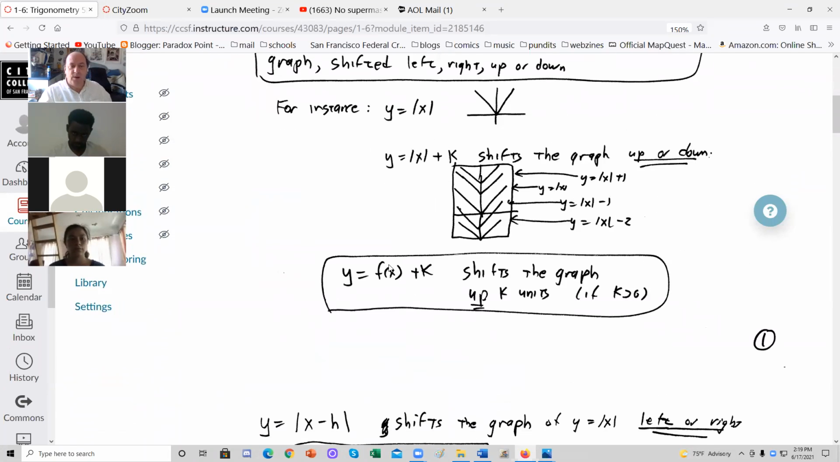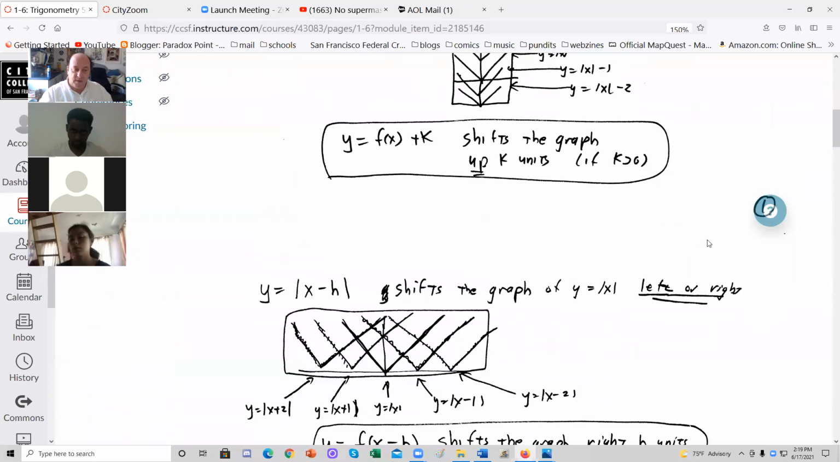So y equals f of x plus k shifts the graph up k units. Up if k is positive, down if k is negative. Now here we have y equals absolute value of x minus h. The minus h is inside the absolute value sign. This makes things happen h units later if h is positive. So it shifts the graph right if h is positive, left if h is negative.